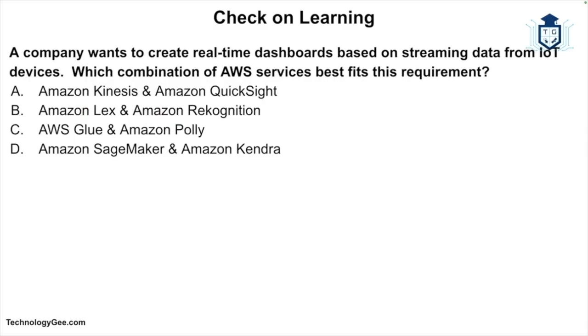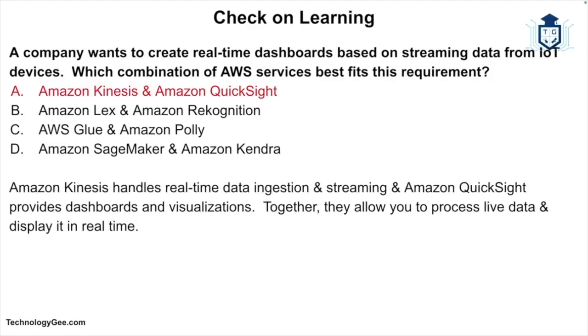And our final question is, a company wants to create real-time dashboards based on streaming data from IoT devices. Which combination of AWS services best fits this requirement? Would this be Amazon Kinesis and Amazon QuickSight, Amazon Lex and Amazon Rekognition, AWS Glue and Amazon Polly, or Amazon SageMaker and Amazon Kendra?